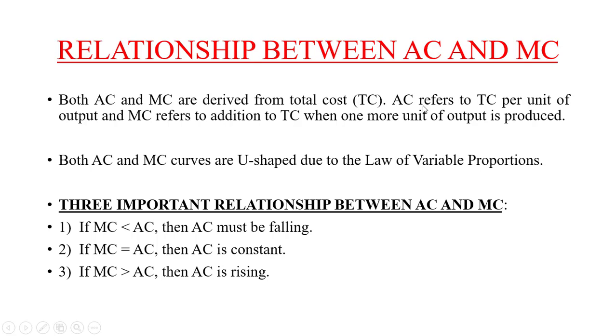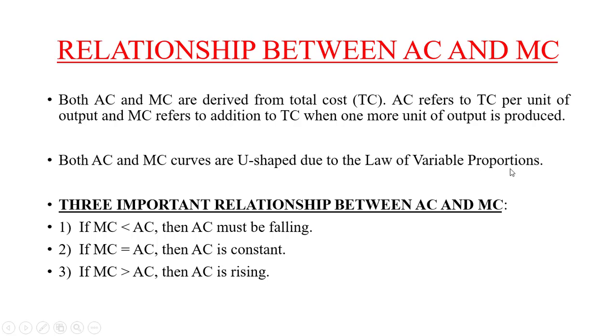So now here AC refers to total cost per unit of output and MC refers to the addition to total cost when one more unit of output is produced. This is as I have explained in the previous slide. Now both AC and MC curves are U-shaped. Now you can see this diagram, I'll show you in the next slides. It is U-shaped due to the law of variable proportion.